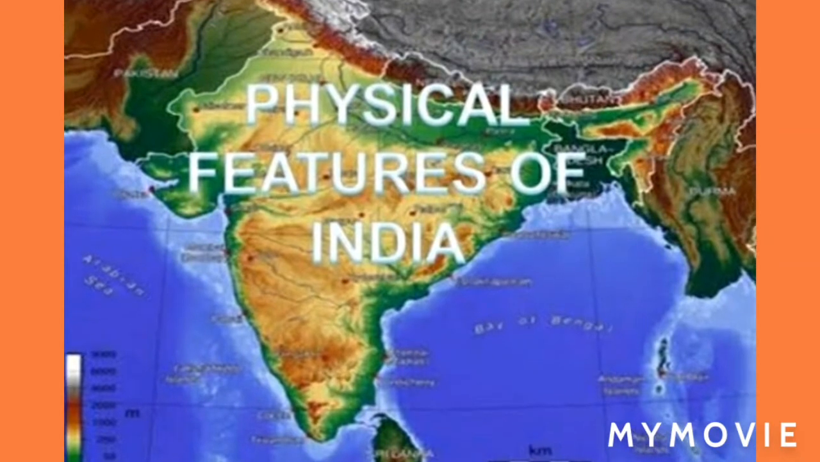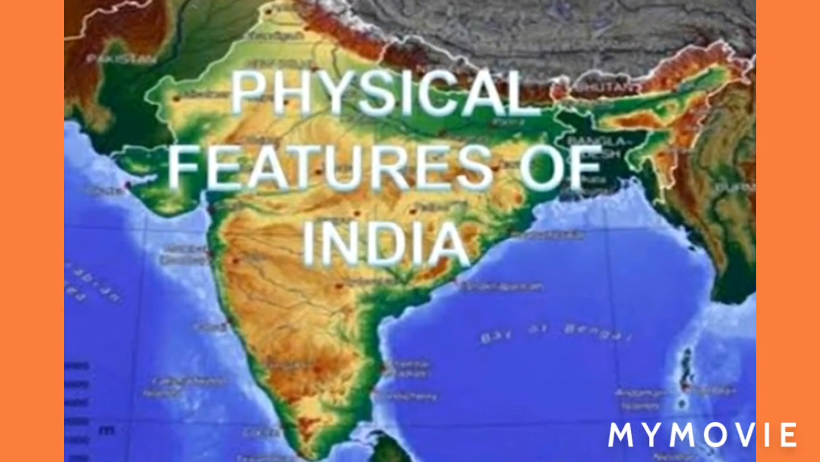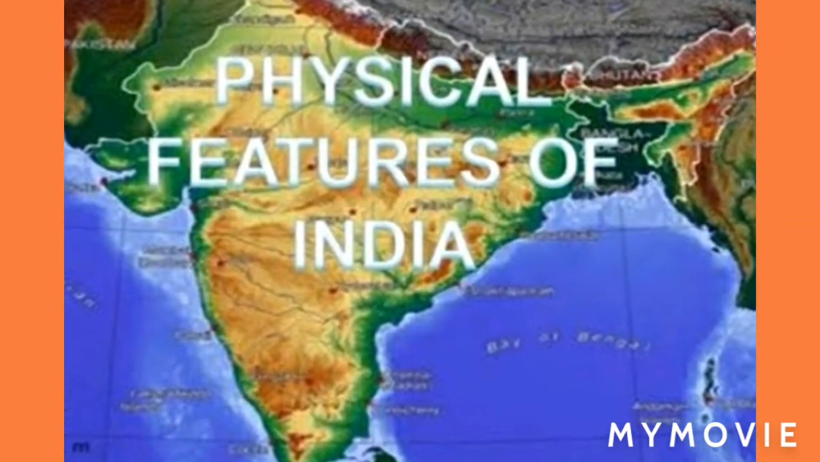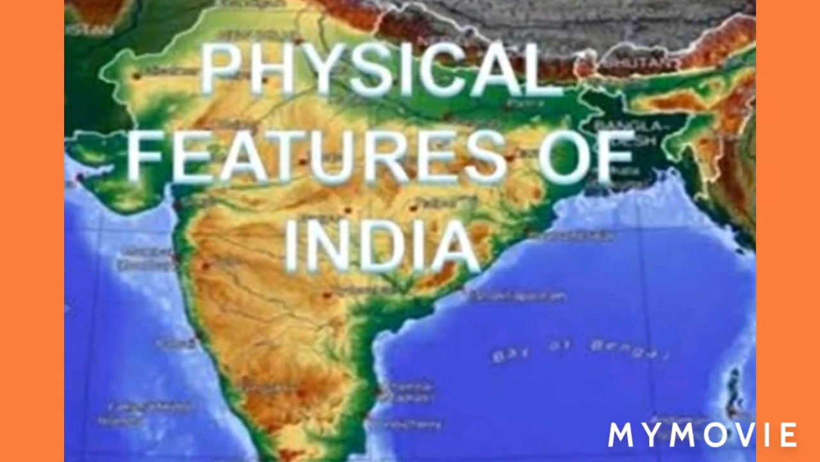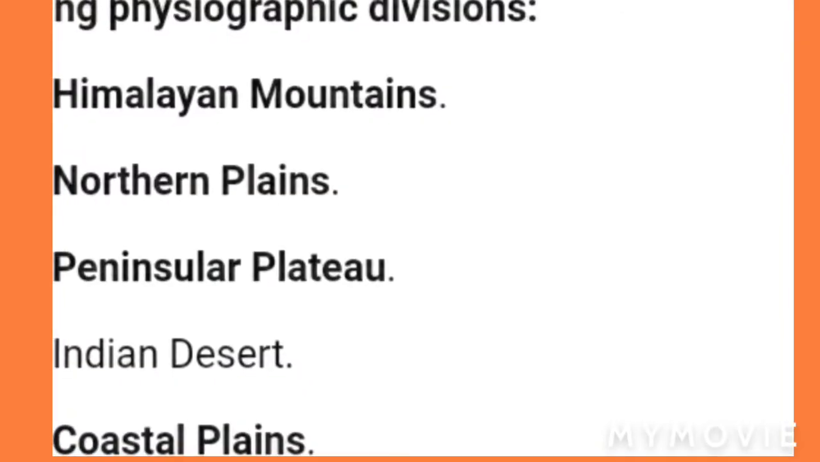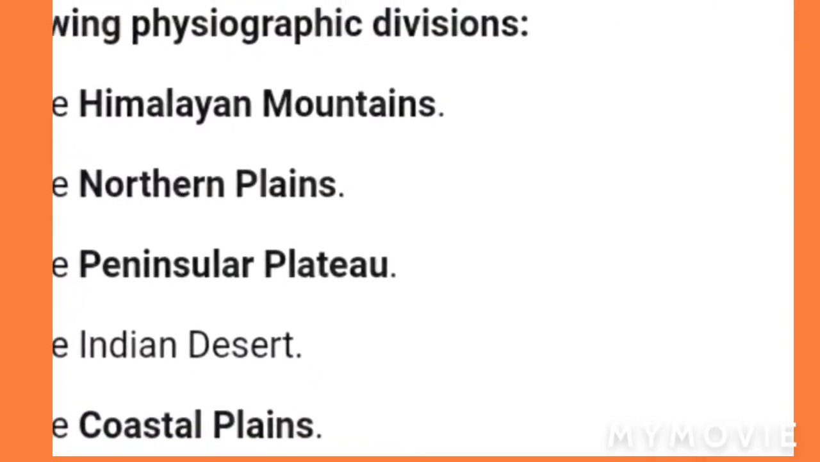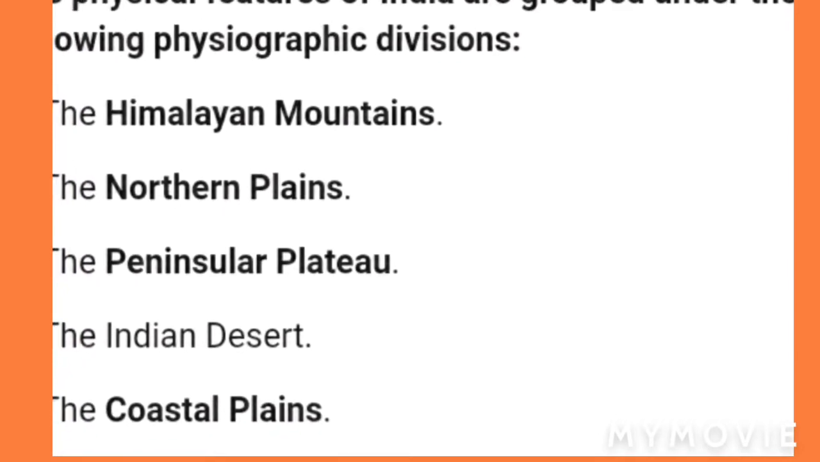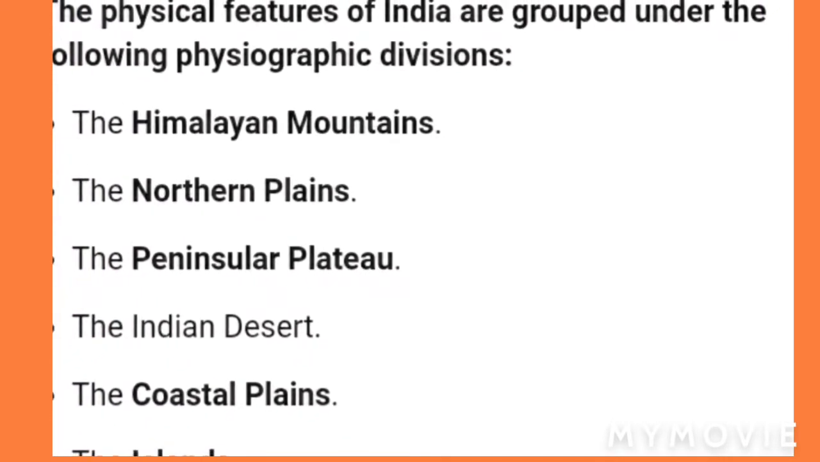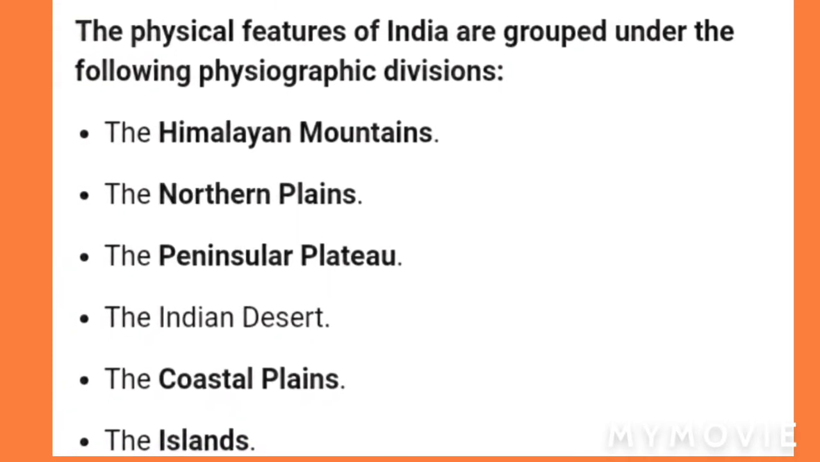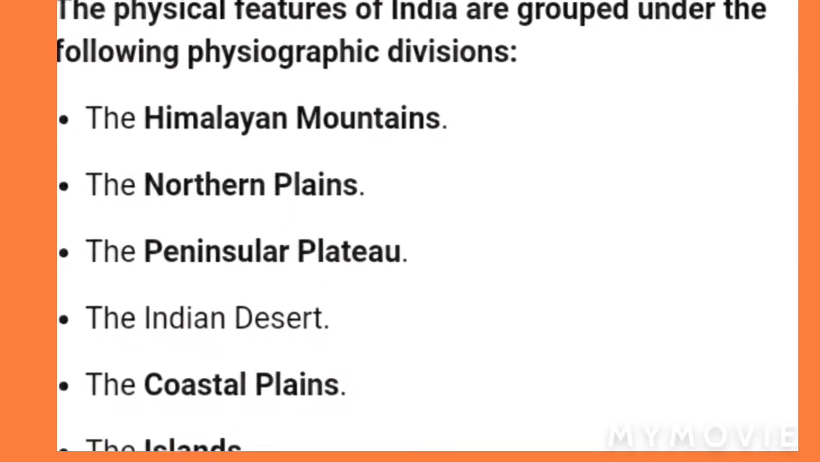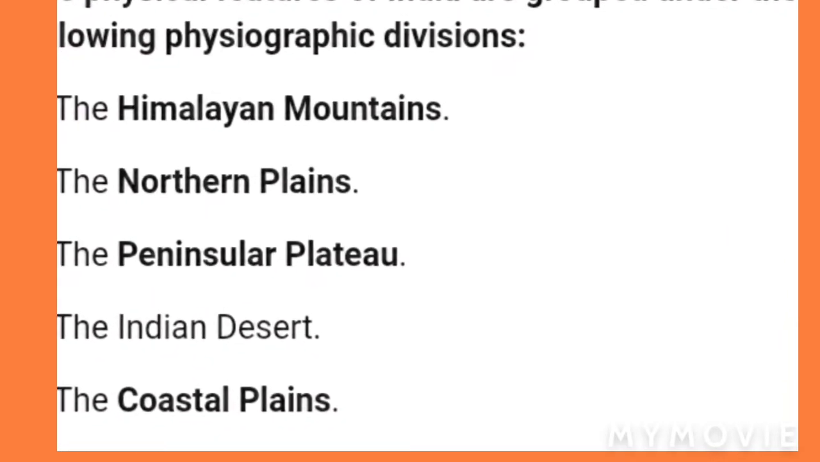In this video, we will be discussing the major physiographic divisions of India, starting with the Himalayan mountains, the northern plains, the peninsular plateau, the Indian desert, coastal plains, and the islands.